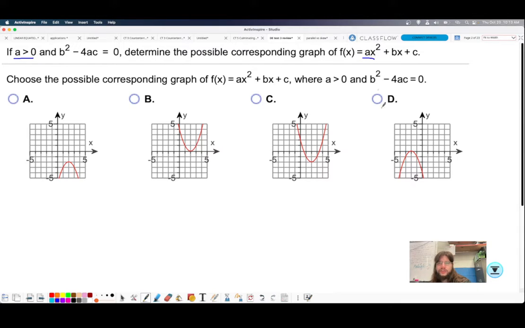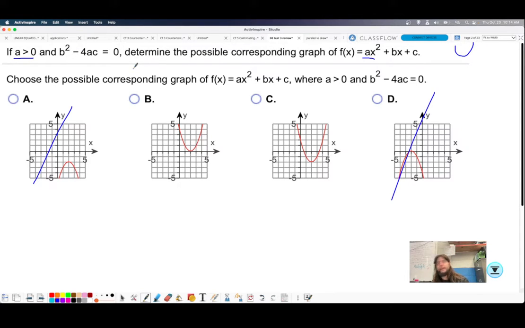A is positive, so what's that mean? It's going to be opening up. So that's out, and that's out. Now, positive, it can't be C then, huh? B squared... no, that's all it tells us, is opening up. Never mind. What is B squared minus 4AC?